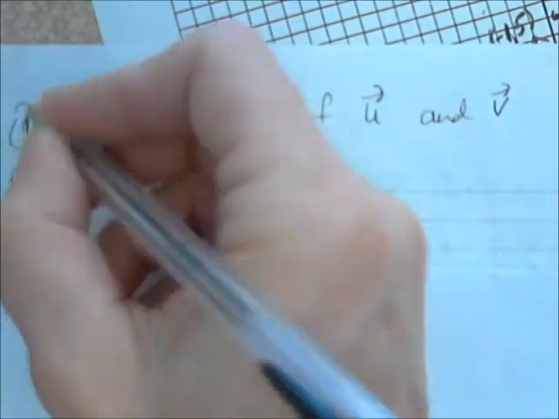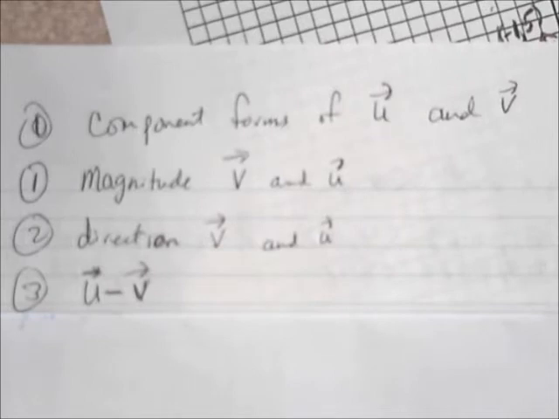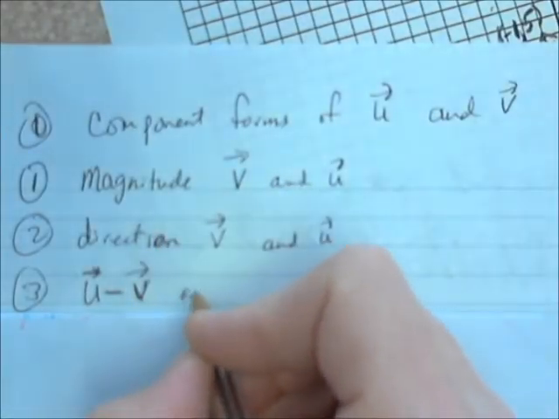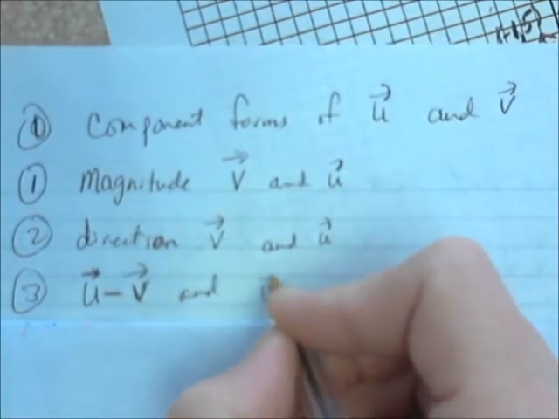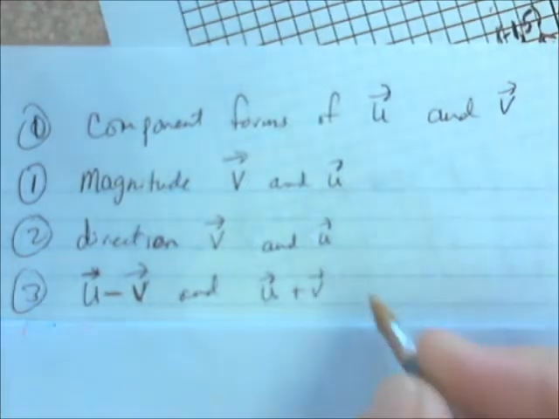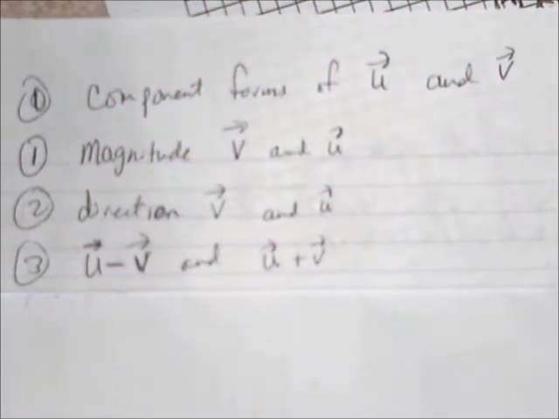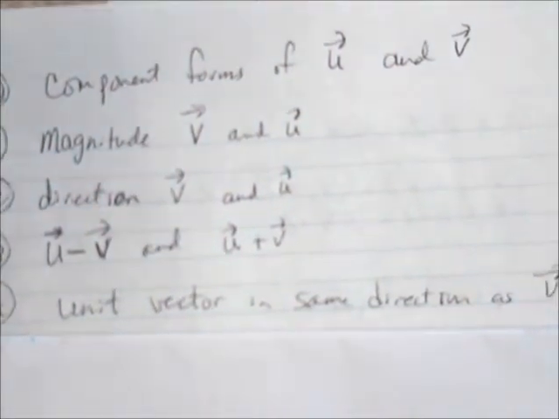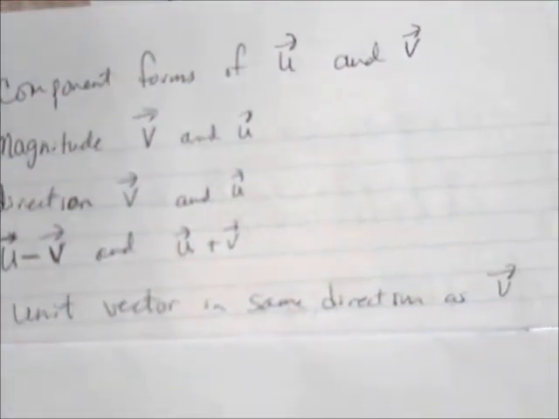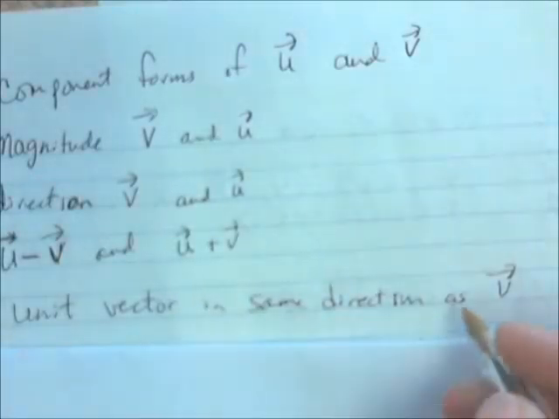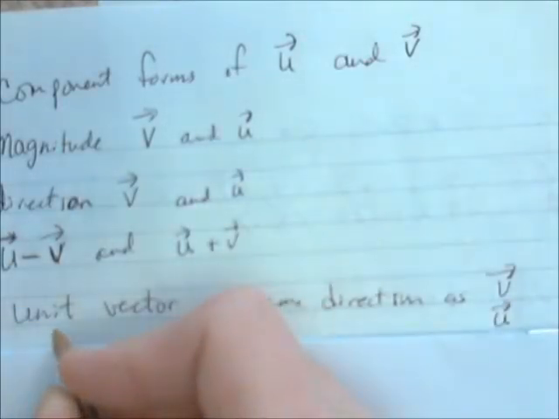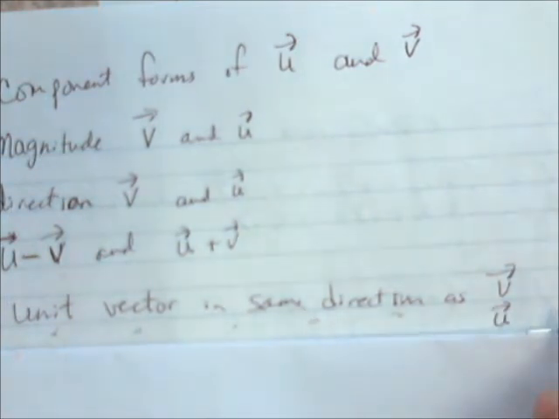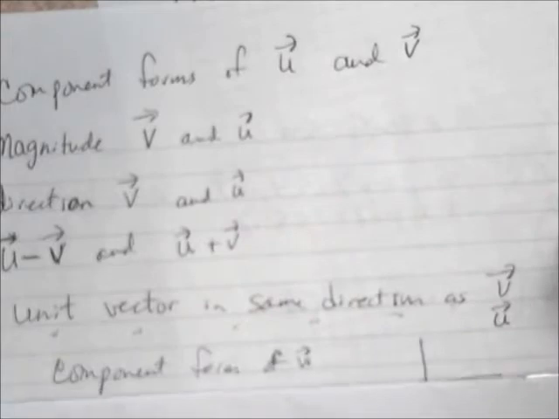Number 3, can you find the difference between them? And you might just as well find the sum, u plus v. That'll be easier, probably. Number 4, can you get a unit vector in the same direction as v and another unit vector in the same direction as u? Same exercise, done to both vector u and vector v.